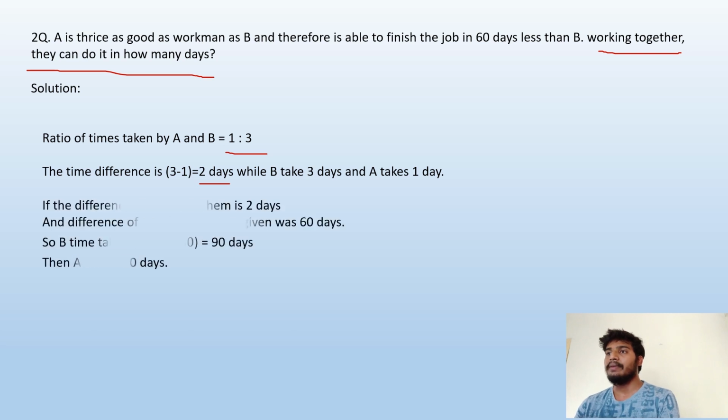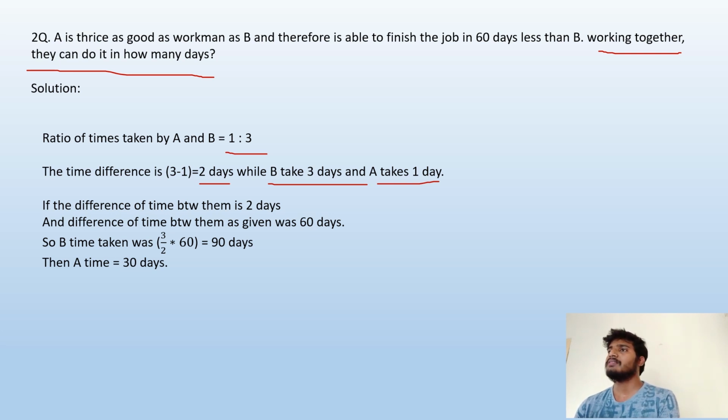That implies B takes 3 days to complete the piece of work, while A can complete the same amount of work in 1 day. The difference between the time between them is 2 days, and according to the question the difference is 60 days. They have given 60 days, that is, A can do the piece of work 60 days less than B, so the difference between the time is 60 days.